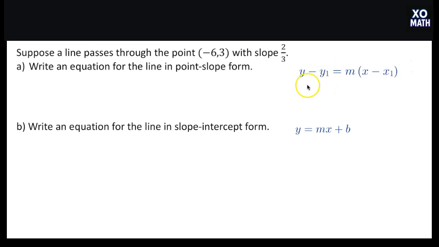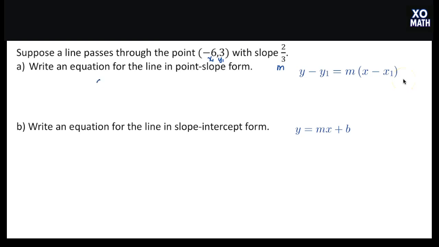As a reminder, point-slope form is y minus y sub 1 equals m times the quantity x minus x sub 1. In the problem statement, we are given the coordinate point (-6, 3), so that is our x sub 1, y sub 1, and our slope, which is our m value. We can simply take these and substitute them into our equation.